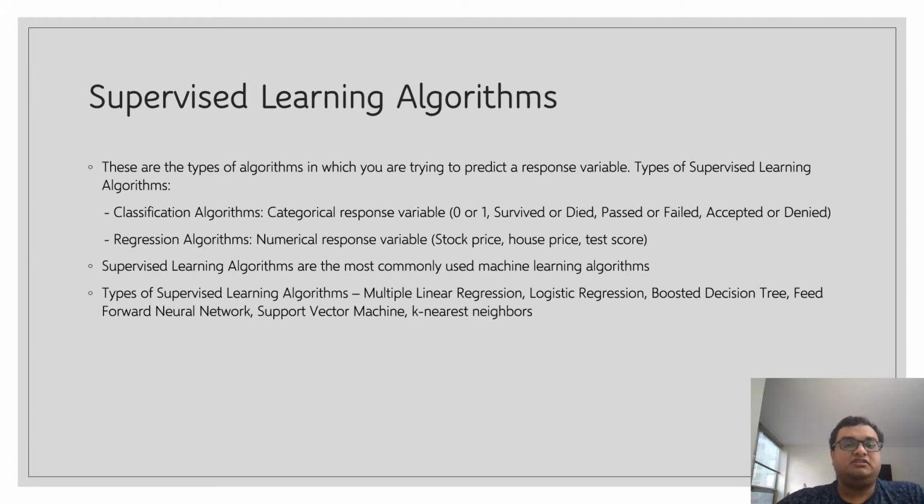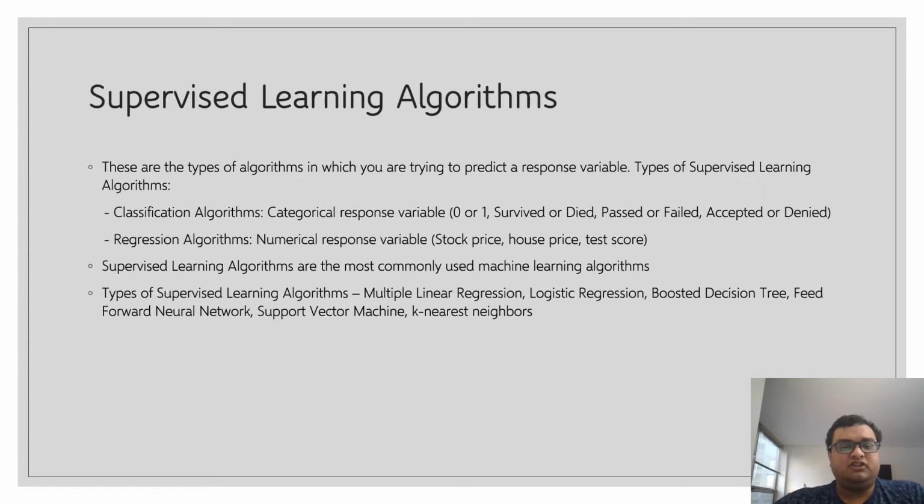So what are supervised learning algorithms? These are the types of algorithms in which you are trying to predict a response variable. Types of supervised learning algorithms are classification algorithms. These have a categorical response variable. For example, 0 or 1, survived or died, passed or failed, accepted or denied. And you have regression algorithms, which have a numerical response variable. For example, stock price, house price, test score.